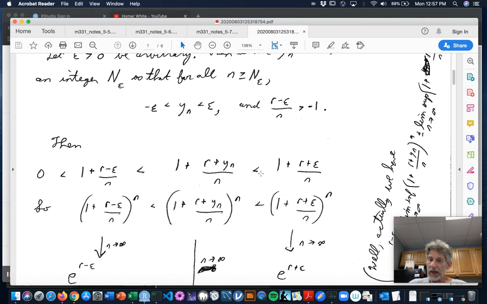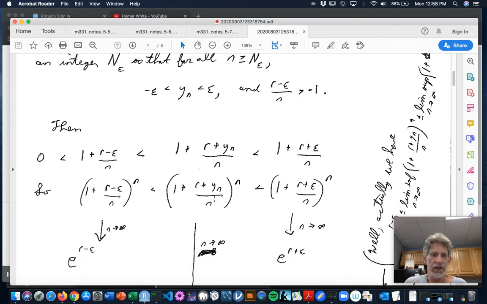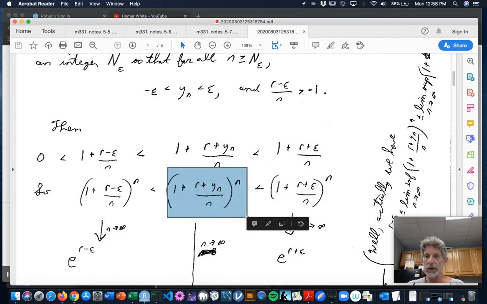Now, let's raise all three of them to the n. Because raising to the nth power is an increasing function when your base is positive, we know that this middle thing really is bigger than this, and on the other hand, it's less than this. And this middle thing is the thing whose limit I want to find.